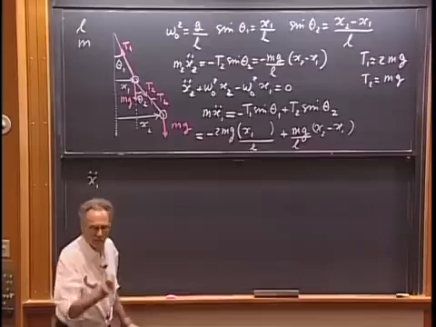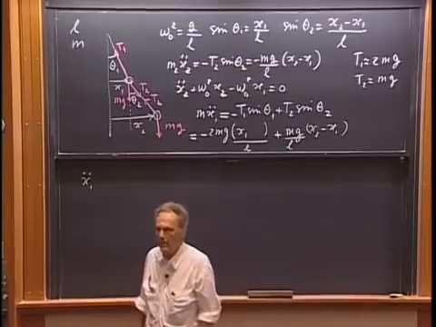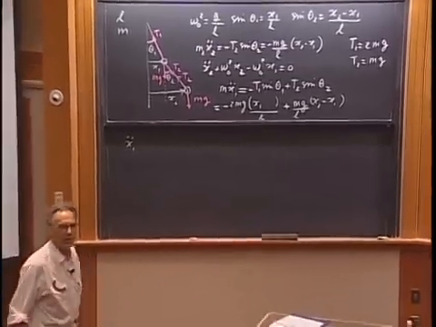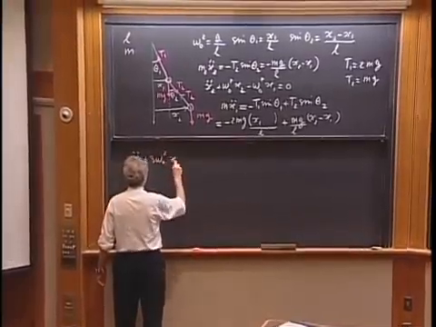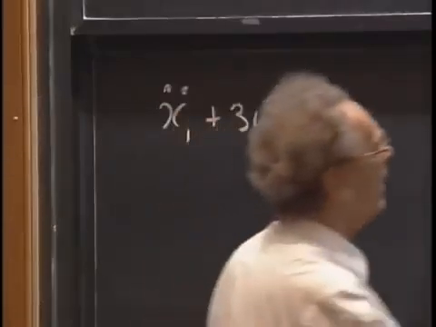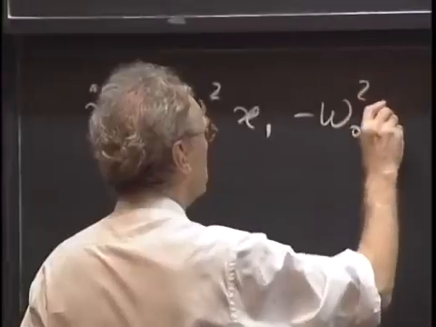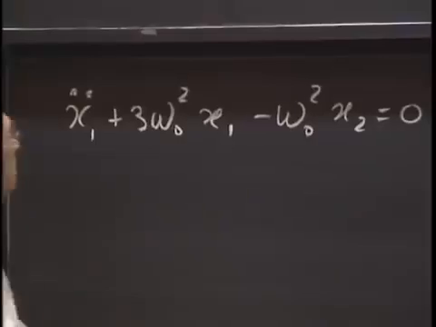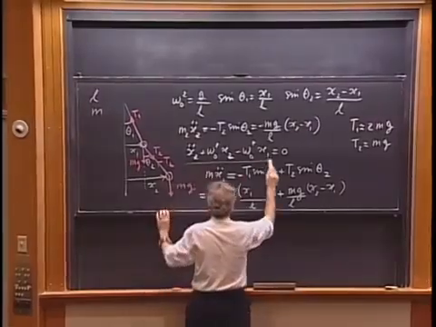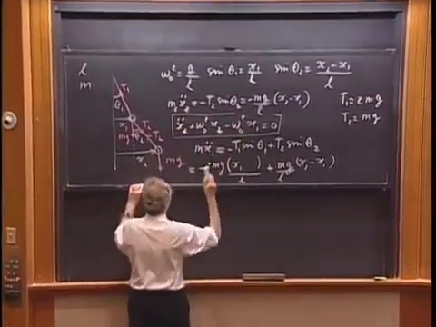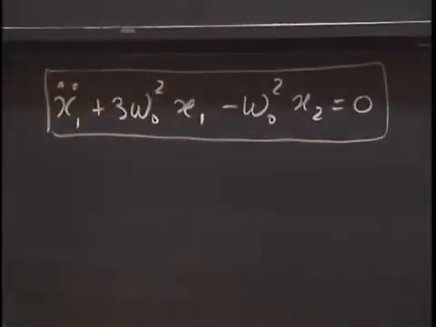But now look closely. There is here a 2 times x1, and here there is a 1 times x1. And both have a minus sign. So when they come out, I get 3 omega 0 squared. So I get plus 3 omega 0 squared times x1. And then I have to bring x2 out. That becomes minus omega 0 squared times x2. And that is a 0. And so we have to solve now this differential equation coupled with x1 and x2 together with this one. My solution has to satisfy both.